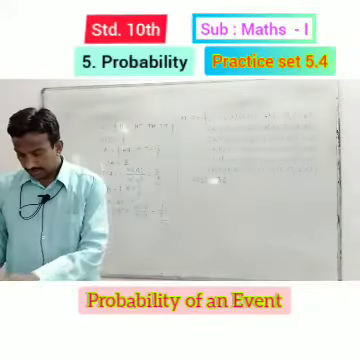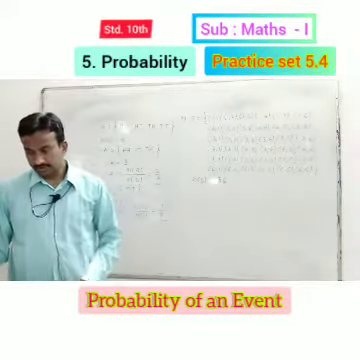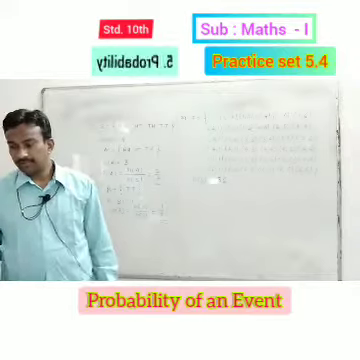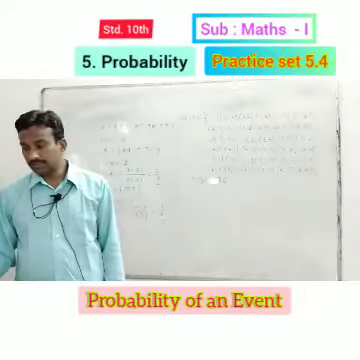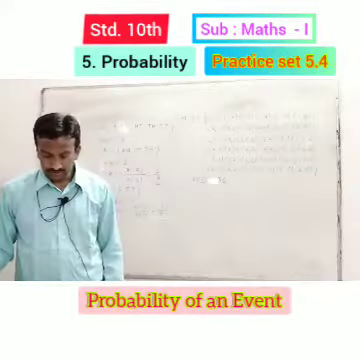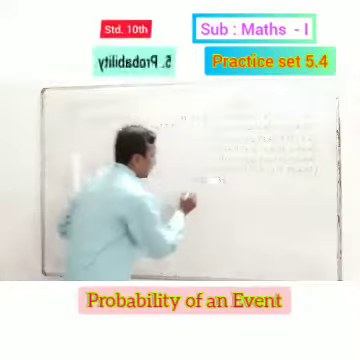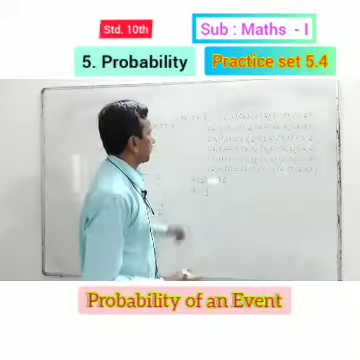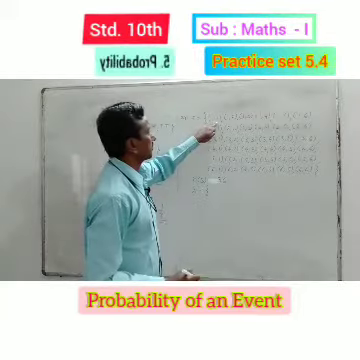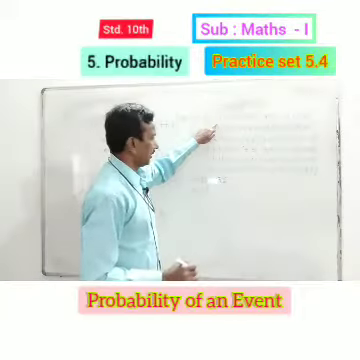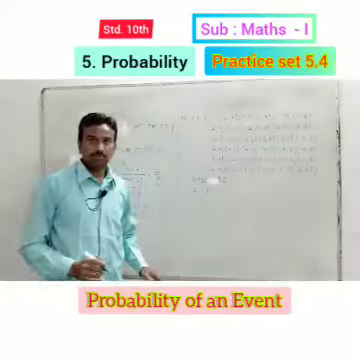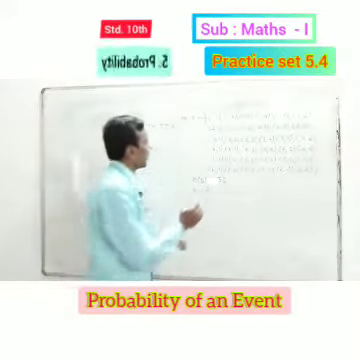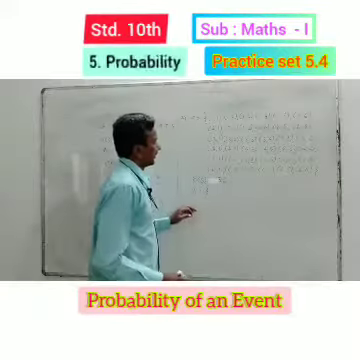Now, first condition, let event A be that the sum of the digits on the upper face is at least 10. Event A, sum of the digits on the upper face means sum of these two numbers is at least 10. At least 10 means more than 10 also.